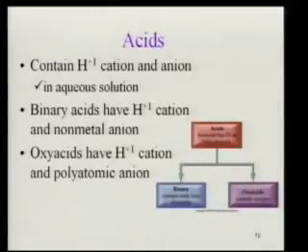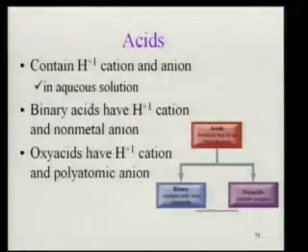Now, oxyacids are going to involve your polyatomic ions. It's going to be hydrogen as your cation and one of your polyatomic ions as your anion. Okay, like NO3, nitrate, and a hydrogen ion together make what's called nitric acid. Okay, I'll teach you how to name that in a second. But that will be an oxyacid.